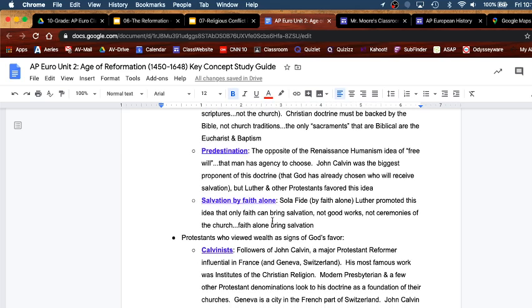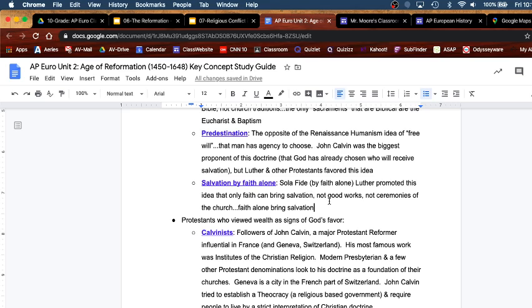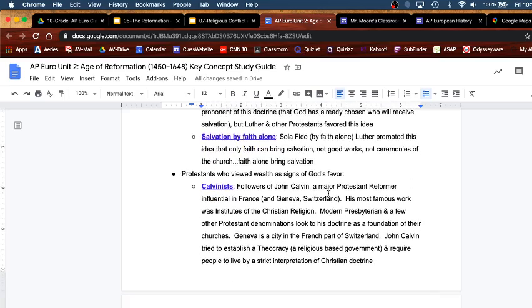Here's another one of the three solas that Martin Luther preached. Salvation by faith alone. It's called sola fide, by faith alone. Luther promoted this idea that only faith can bring salvation, not good works. Not ceremonies of the church, but only faith alone brings salvation. So there's actually three solas. There's sola scriptura, only the scriptures hold the source of truth. There's sola fide, by faith alone. And then there's sola gratia, only by the grace of God. That's the other sola that he talked about.